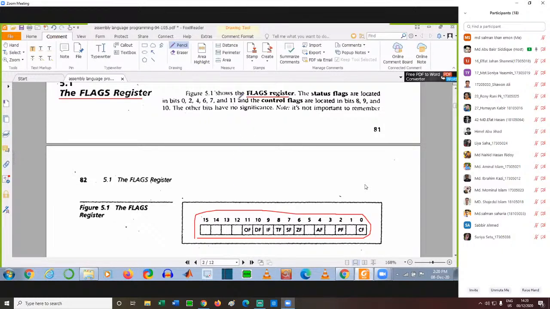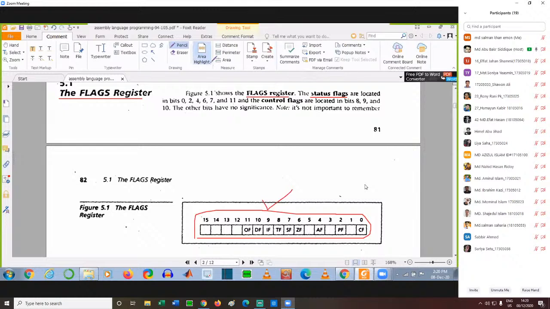So figure 5.1 shows the flag registers, and there are two types of flags. The first one is called status flag. What does a status flag do? Status flag reflects the status of the operation, what kind of operation the user is going to perform. If you want, you can write that down.